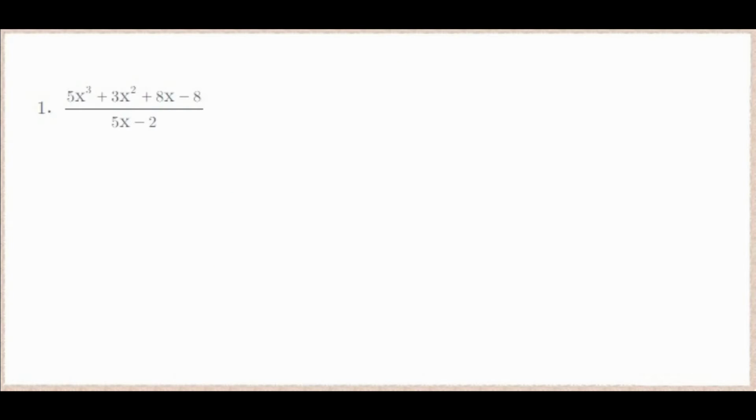When we're doing long division of polynomials, we're going to write it out this way, so that 5x to the third plus 3x squared plus 8x minus 8 is inside of our long division symbol, and then it is being divided by 5x minus 2. So again, like normal long division, we're going to look for what do we need to multiply the first term of the divisor by to get what is on the inside, the first term there.